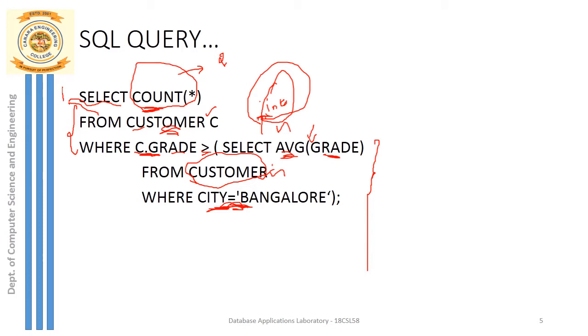The outer query is something like each customer's grade compared with the average value. Every customer's grade is compared, and if a customer satisfies the given condition, then that customer will be considered and the count will be incremented by 1. The final answer for this query will be just the count of the customers who are satisfying this particular condition.